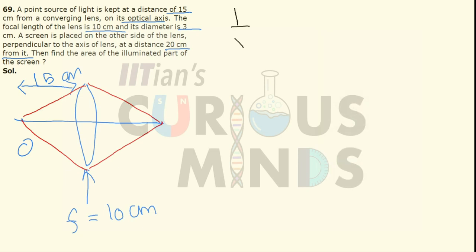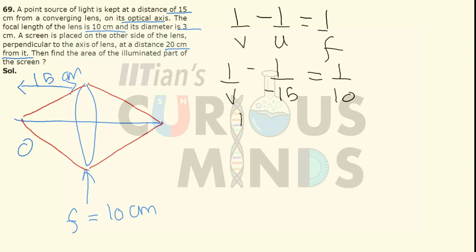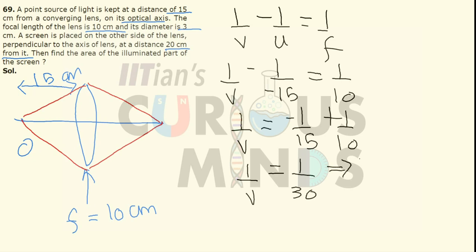For that we will use the lens formula 1 by v minus 1 by u is equal to 1 by f. So 1 by v, the object distance is minus 15, and the focal length is positive 1 by 10. So 1 by v will be equal to negative 1 by 15 plus 1 by 10. It will come out to be minus 2 plus 3, which will be equal to plus 1 by 30. So the distance of the image will be equal to 30 centimeter.